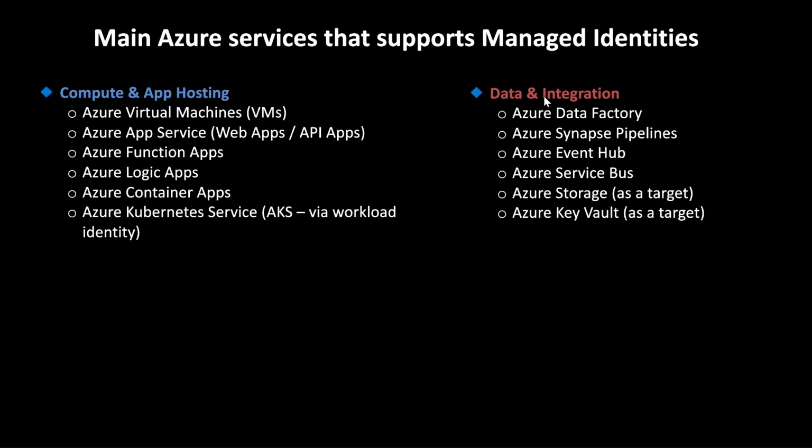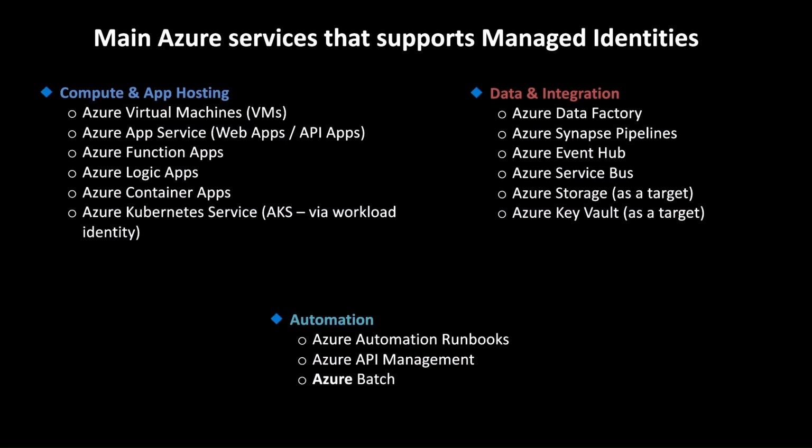The second set belongs to data and integration services, and it includes Azure Data Factory, the ETL tool, Azure Synapse pipelines, Azure Event Hub for event-driven architecture, Azure Service Bus again for event-driven architecture, and then storage and Key Vault, which are basically used as targets for providing access to identities. The third set includes automation services, which includes Azure Automation Runbooks, Azure API Management, and Azure Batch. This is not the complete list, but I tried to mention the majority of them.